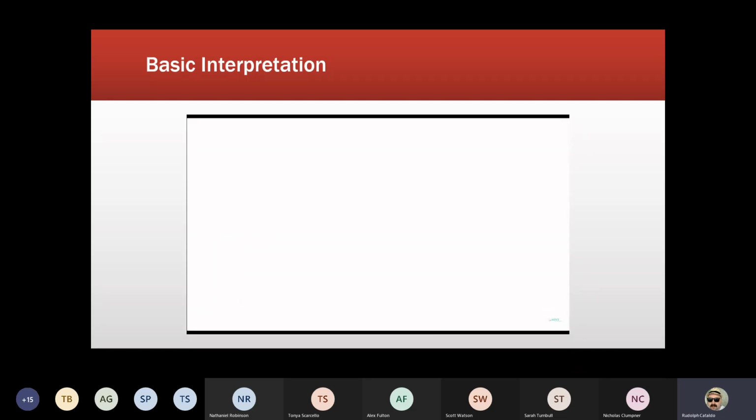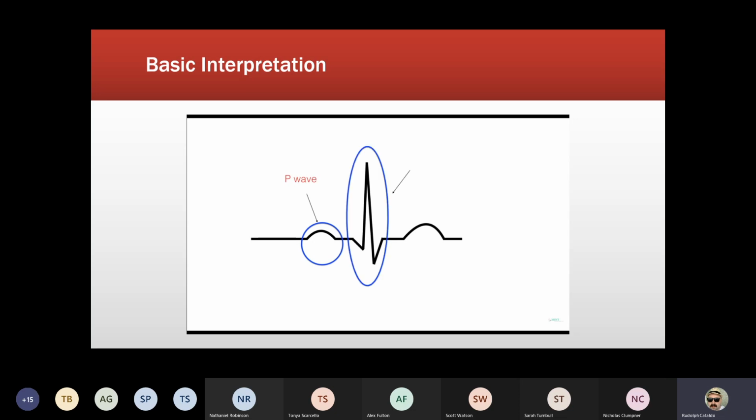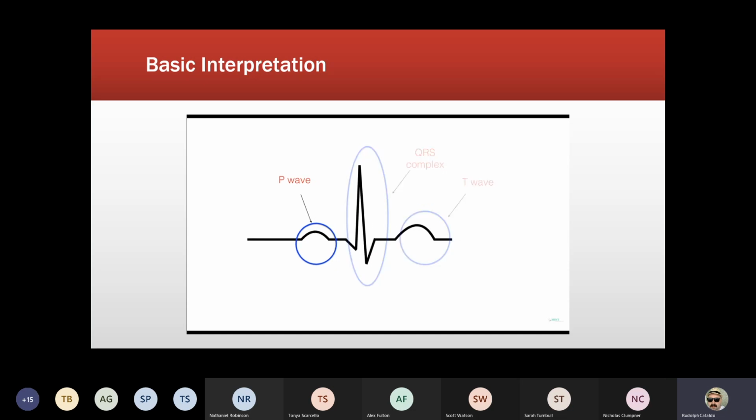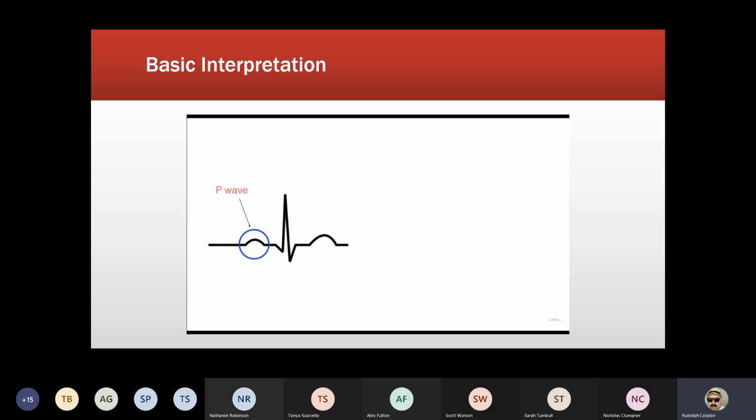So now, let us talk about EKG. It has different parts. We will start with this small bump right here called the P wave, followed by this tall structure right here called the QRS complex. And lastly, the last bump after the QRS complex would be the T wave. Let us discuss them one by one. Let's start off with P wave. The P wave represents atrial depolarization. During atrial depolarization, the two atria are contracting.